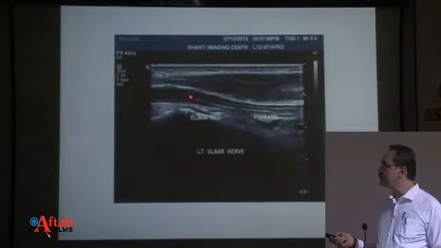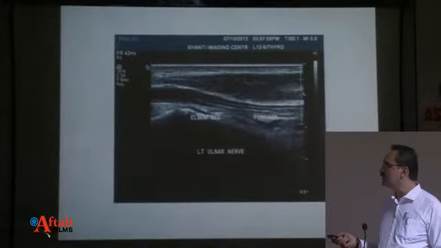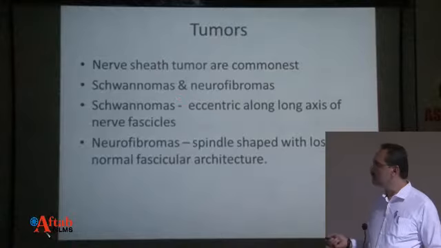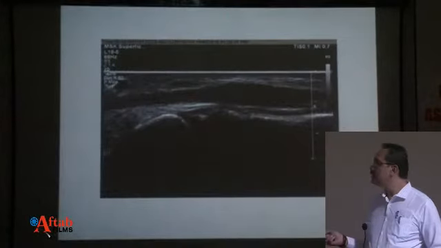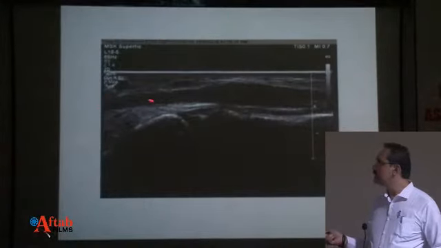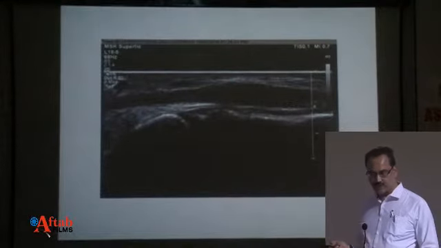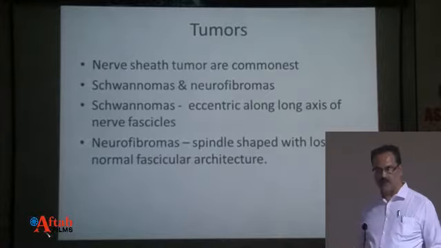This is normal, and here there is a focal dilatation at the ulnar nerve at the level of the elbow. This is again normal, and here is the local dilatation. This is also a known case of leprosy.